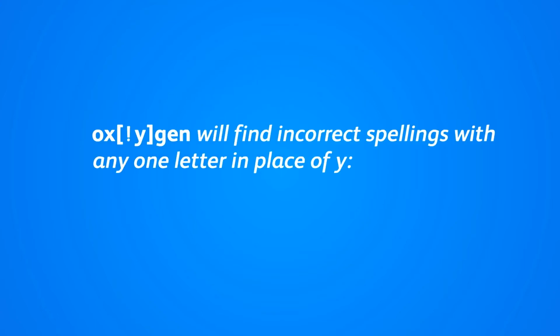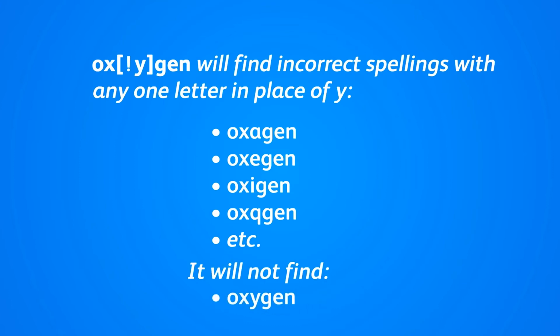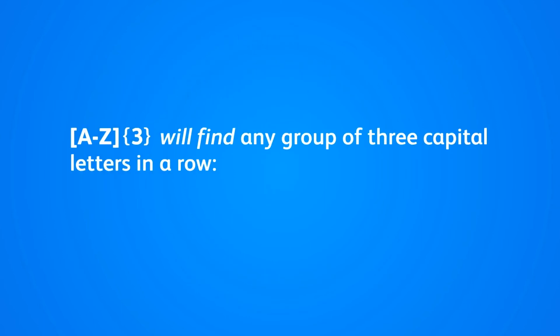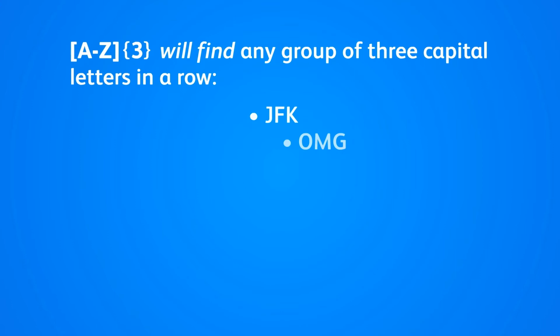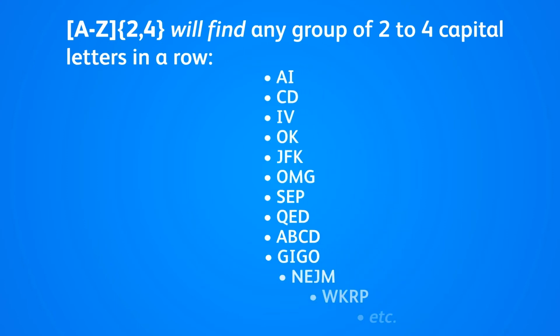The exclamation mark means not, as in not this, anything but this. You can use it to avoid finding certain specific characters or combinations. The curly brackets mean repeat this a certain number of times. Put one number in to say how many times to repeat it. Put two numbers in to specify a range of numbers of times.